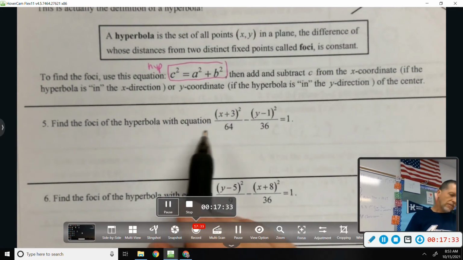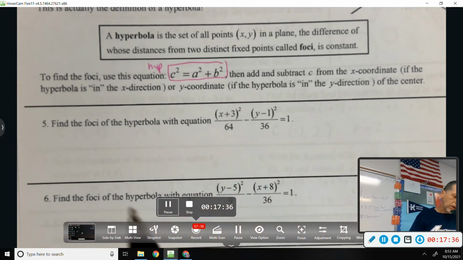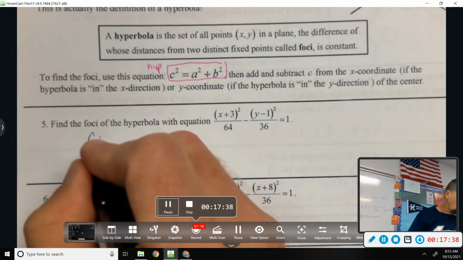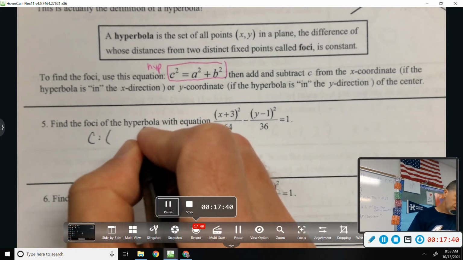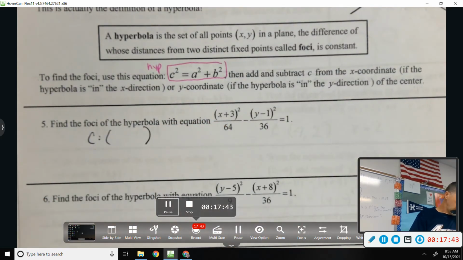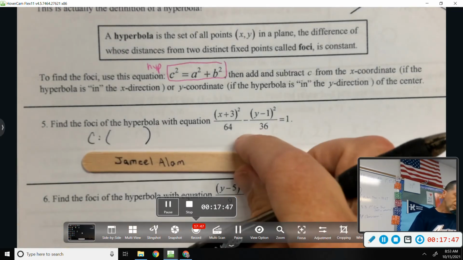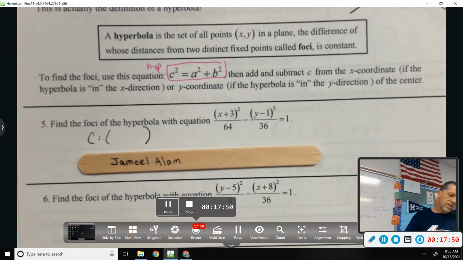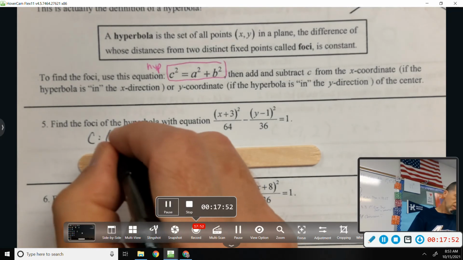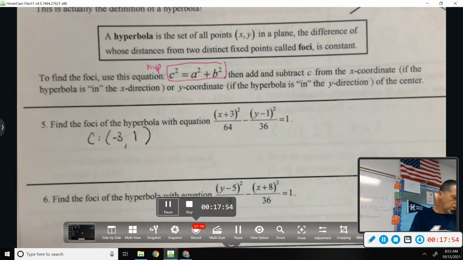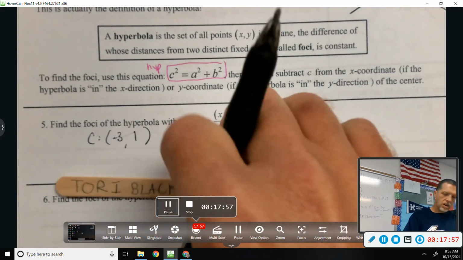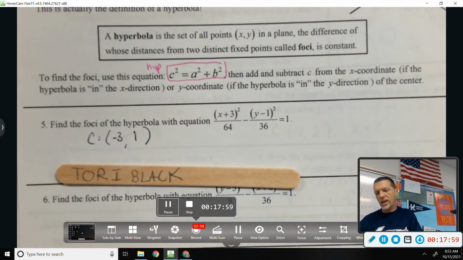Number 5, find the foci of the hyperbola with this equation. Well, let's start with the center. So the center, Jamil, what's the center of number 5? Negative 3, 1. Good. Tori, is this left, right, or up, down? Left, right. Good. This is left, right, with the hand motions as well. I like it.